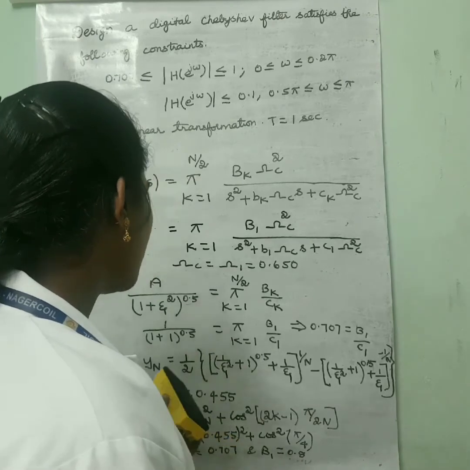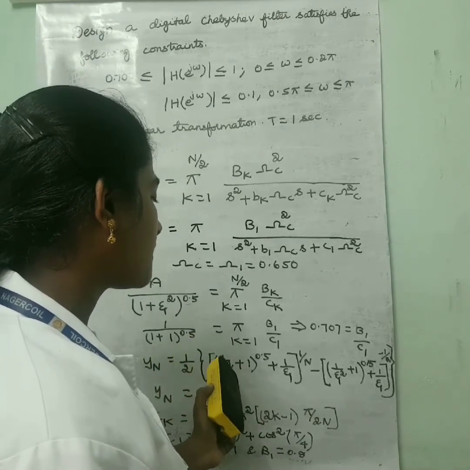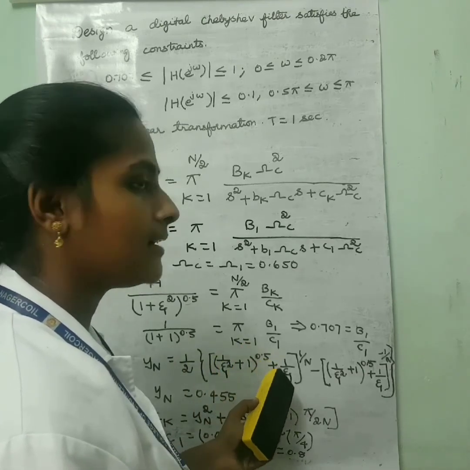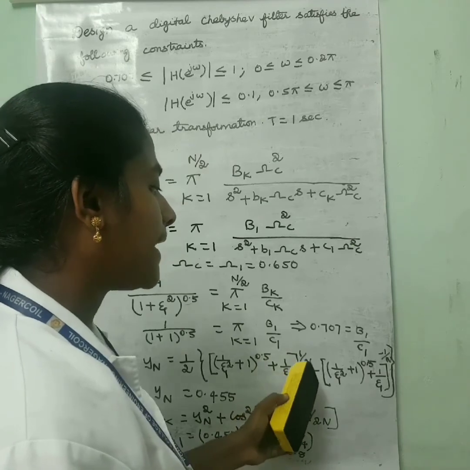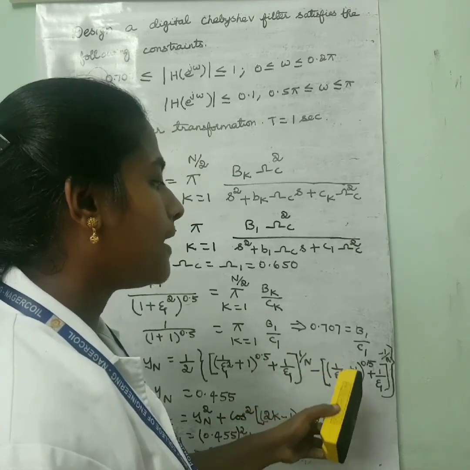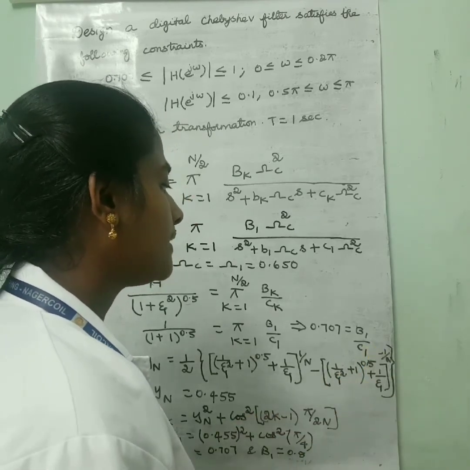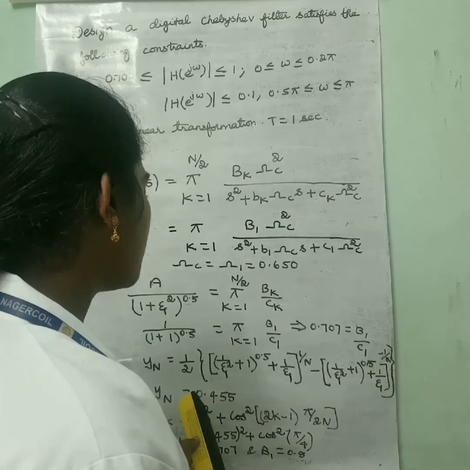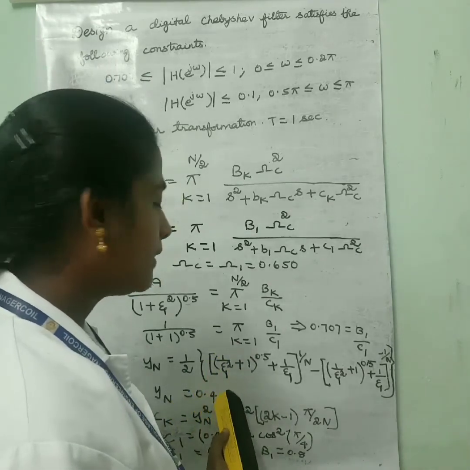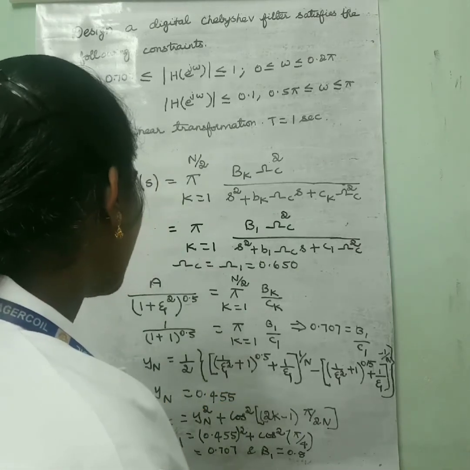Next we have to find the value of yn. For yn also we have the formula: yn is equal to 1 by 2 into 1 by epsilon square plus 1, the whole power 0.5, plus 1 by epsilon, the whole power 1 by n, minus 1 by epsilon square plus 1, the whole power 0.5, plus 1 by epsilon, the whole power minus 1 by n. So when you substitute the values, you will get yn is equal to 0.455.